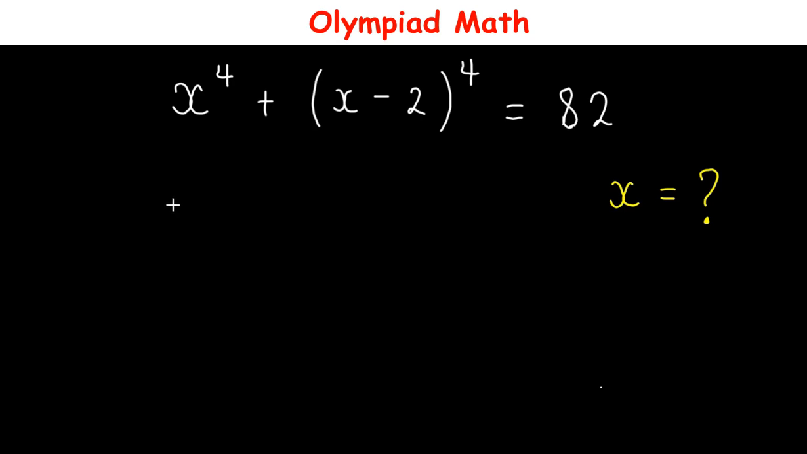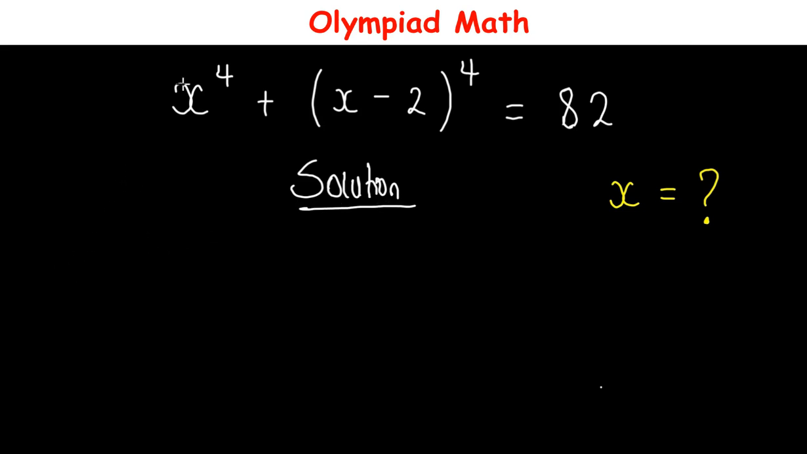Hello everyone, in this video let us solve this question. We have x raised to the power 4 plus (x minus 2) all raised to the power 4 equals 82. And here, we are to solve for the value of x. To solve this, solution.